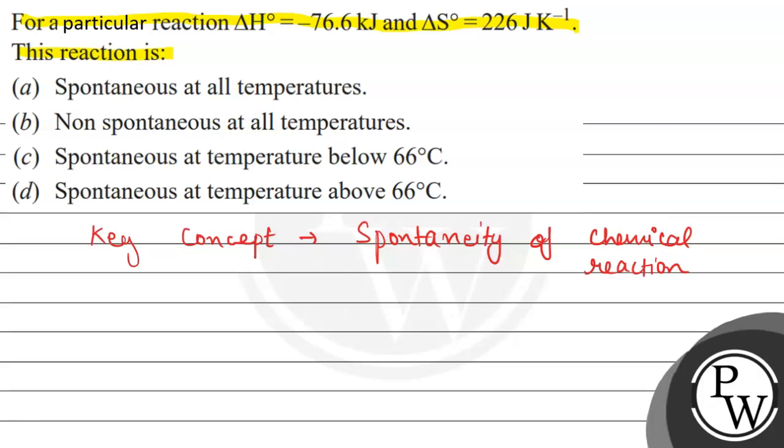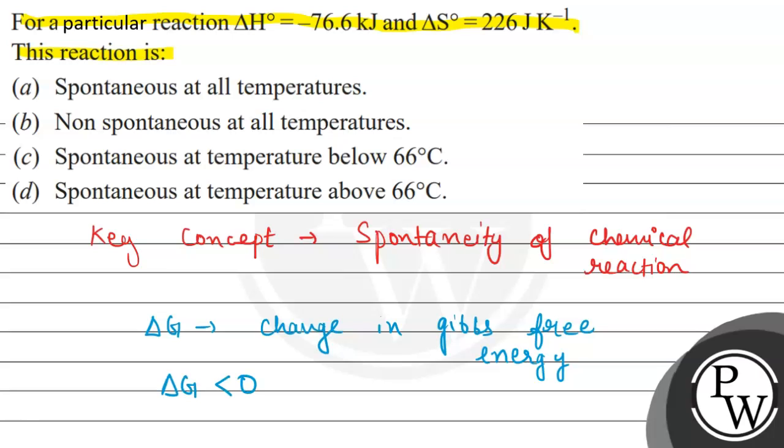Whenever in thermodynamics we have to check the spontaneity of a chemical reaction, we see the delta G. And what is delta G? It represents the change in Gibbs free energy. For this we should know what Gibbs free energy is. Gibbs free energy is the maximum energy that we can convert into useful work. And delta G is the change in Gibbs free energy. For spontaneity, the value of delta G should always be less than zero, that is, always negative. It should be negative for the spontaneity of the chemical reaction.